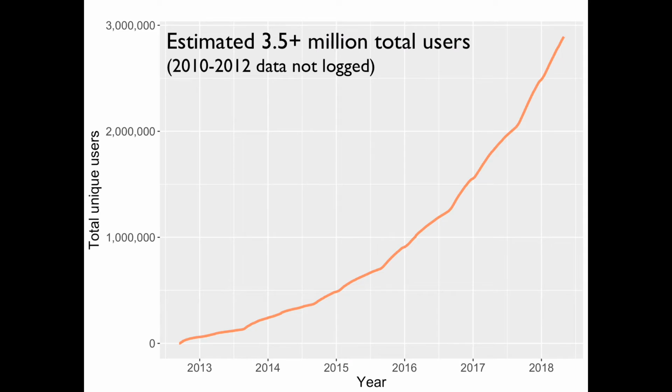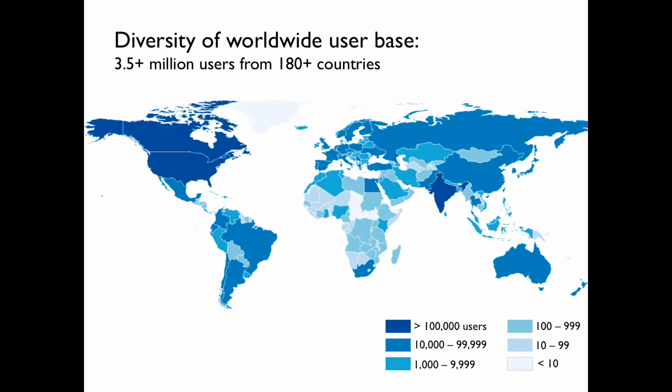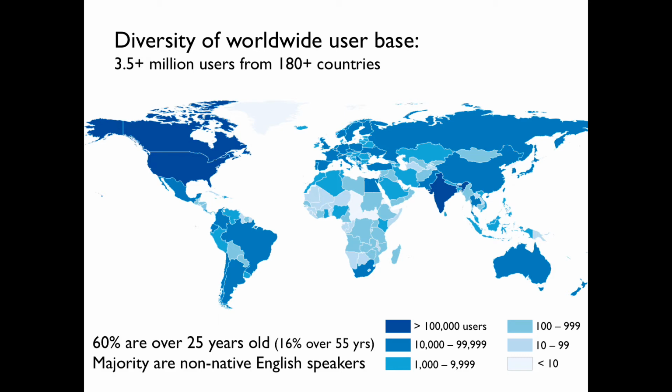A safe estimate is around 3.5 million total users. And what excites me more than just the sheer number of users is the diversity of the user base around the world. So this map shows that Python Tutor has been used pretty much in every country around the world, over 180 countries. And moreover, 60% of the users are over 25 years old. So they're what's called adult learners, and 16%, one sixth, are over 55 years old.